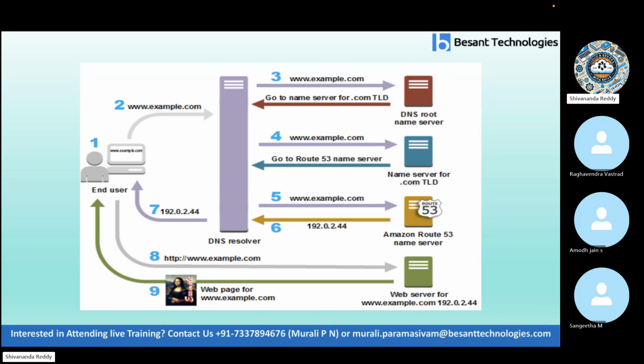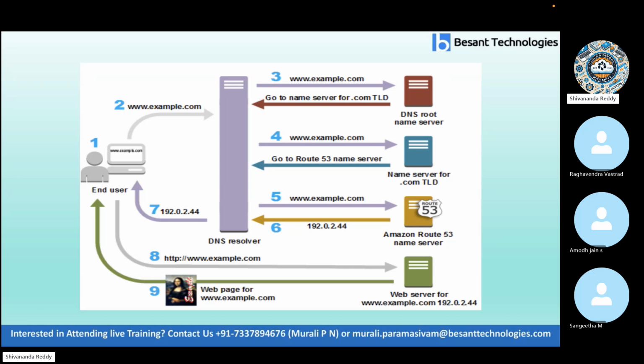Then where is the .com TLD present? In Route 53. Go to the Route 53 name server. Then the AWS Amazon Route 53 name server checks. There you have registered the domain name with the IP address, like this 182 some IP address you gave. Then at the end it sends this to the DNS resolver, and the DNS resolver sends it to the computer.